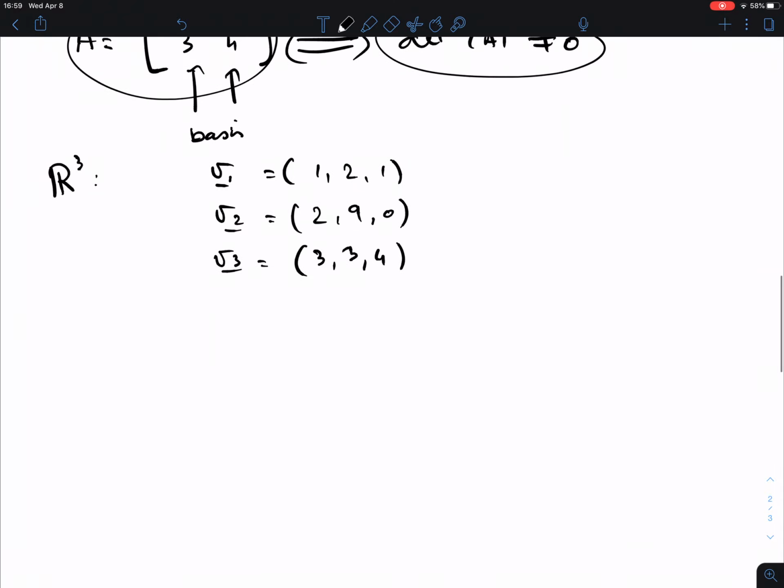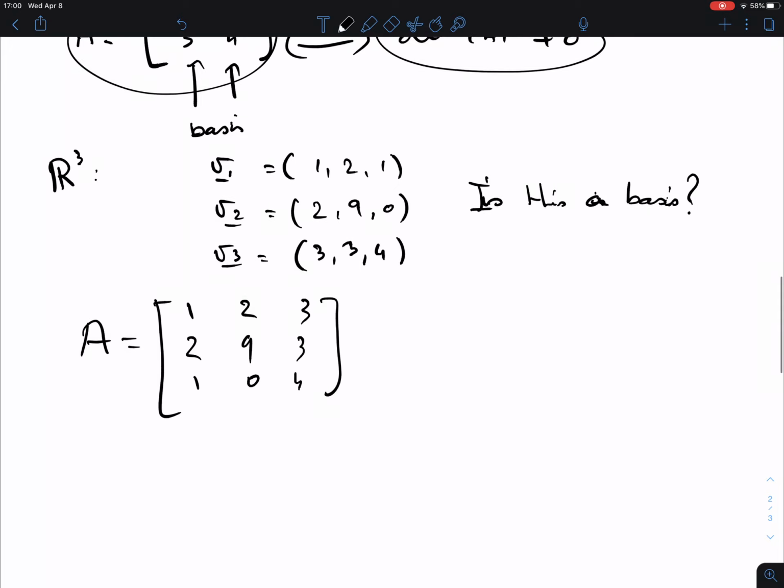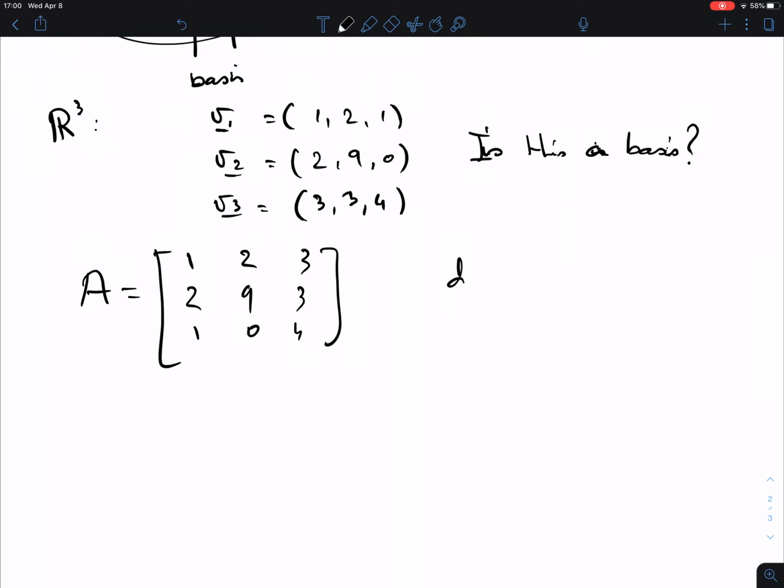So the question is, is this a basis? And how do you solve this? Well, you take the matrix formed by the columns. You write these vectors as columns: 1, 2, 1, 2, 9, 0, 3, 3, 4. Make sure that you don't write them as rows, but as columns. And what we need to show now is, is the determinant of A non-zero? As I said, we need a square matrix, so that's why we need 3 vectors of size 3. And in R4 you would need 4 vectors, right? We'll do an example later.